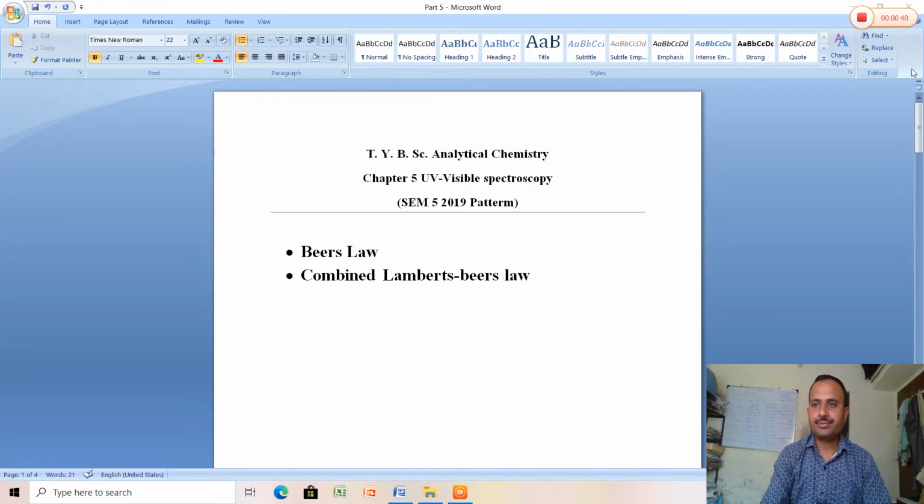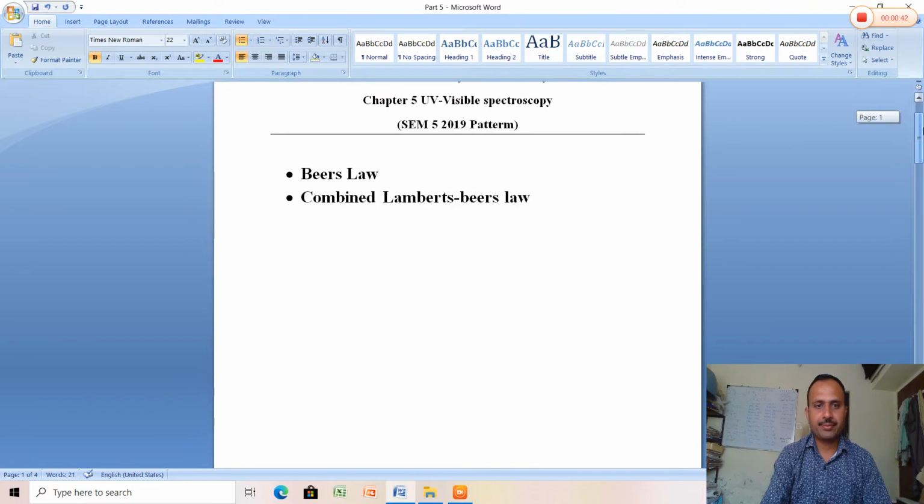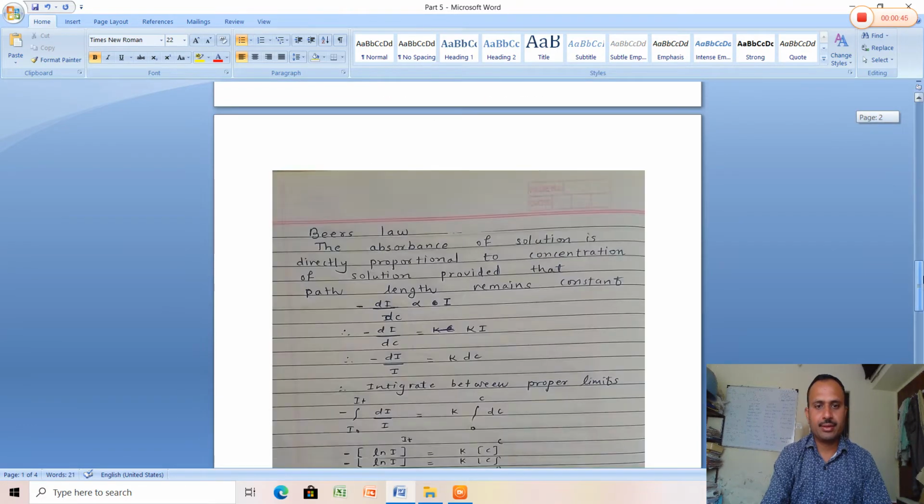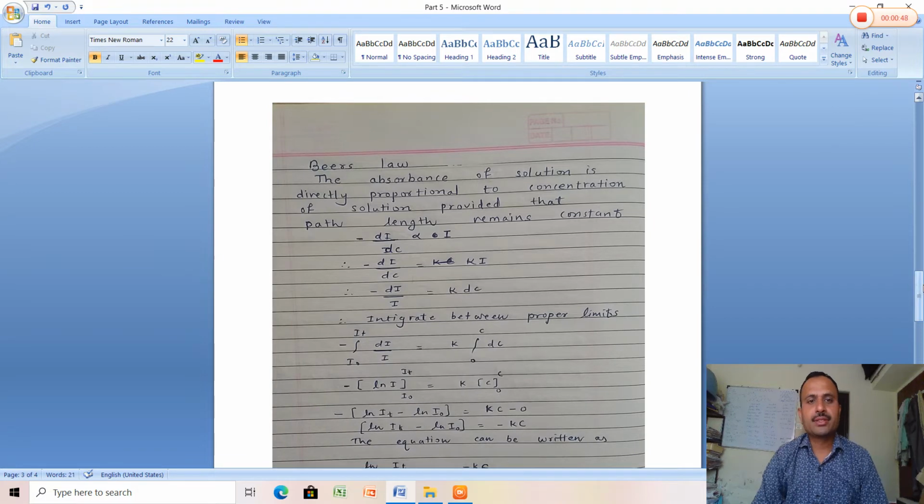Now here, if we see Beer's law, Beer's law is related to concentration. Lambert's law is related to thickness of the medium. According to the statement, when a beam of monochromatic light is allowed to pass through a transparent medium, then the rate of decrease of radiant power with respect to concentration of the medium is directly proportional to the intensity of transmitted light.